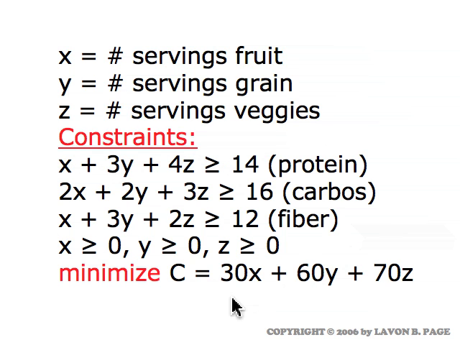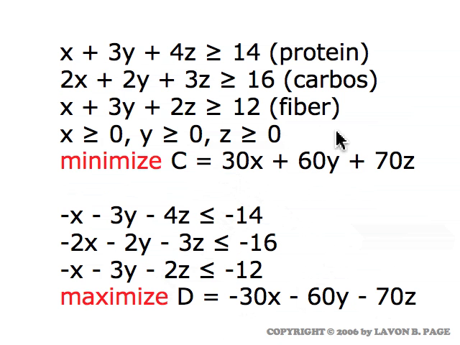We're minimizing the cost, which is 30 cents per serving for fruit, 60 cents per serving for grain, and 70 cents per serving for veggies. So there's our cost function. So this problem is non-standard in just about every respect. All the three constraints here are greater than or equal to constraints, and it's a minimization problem. So we have to take all three of the constraints, multiply them by -1, so that they're less than or equal type constraints. And we will be maximizing D, which is the negative of the cost.